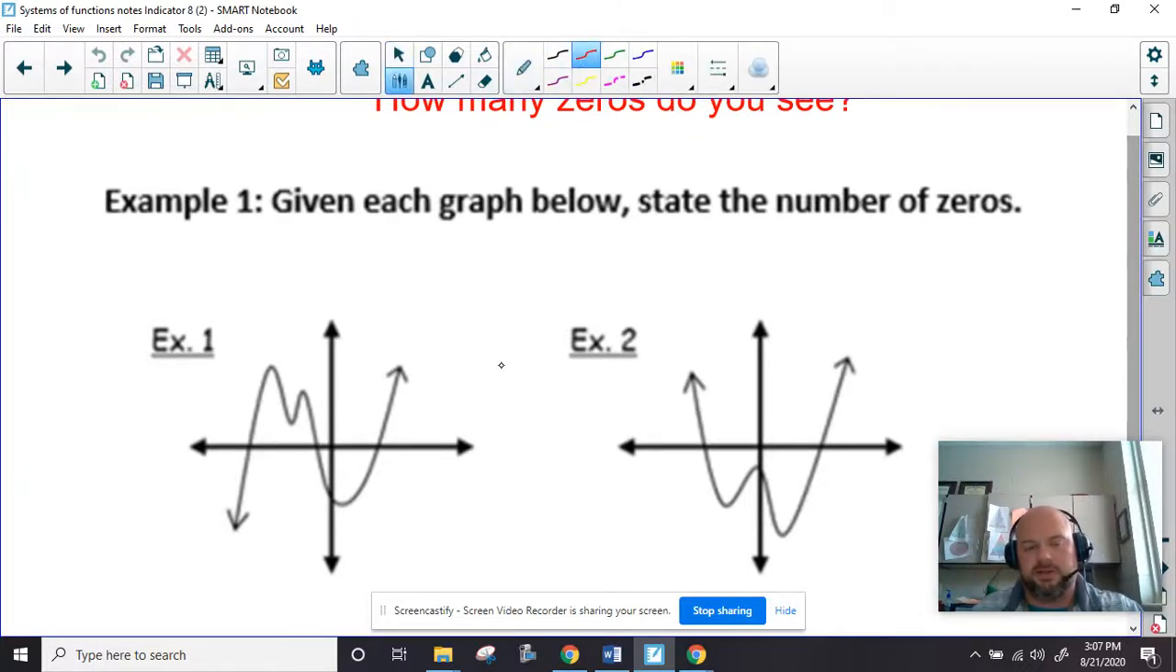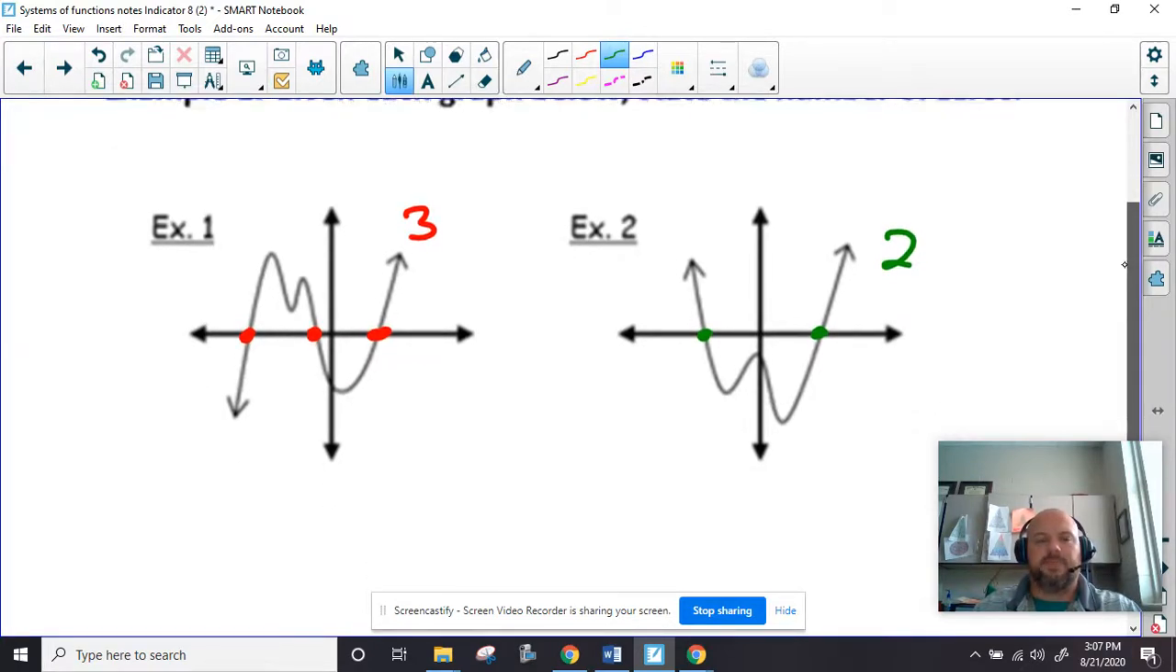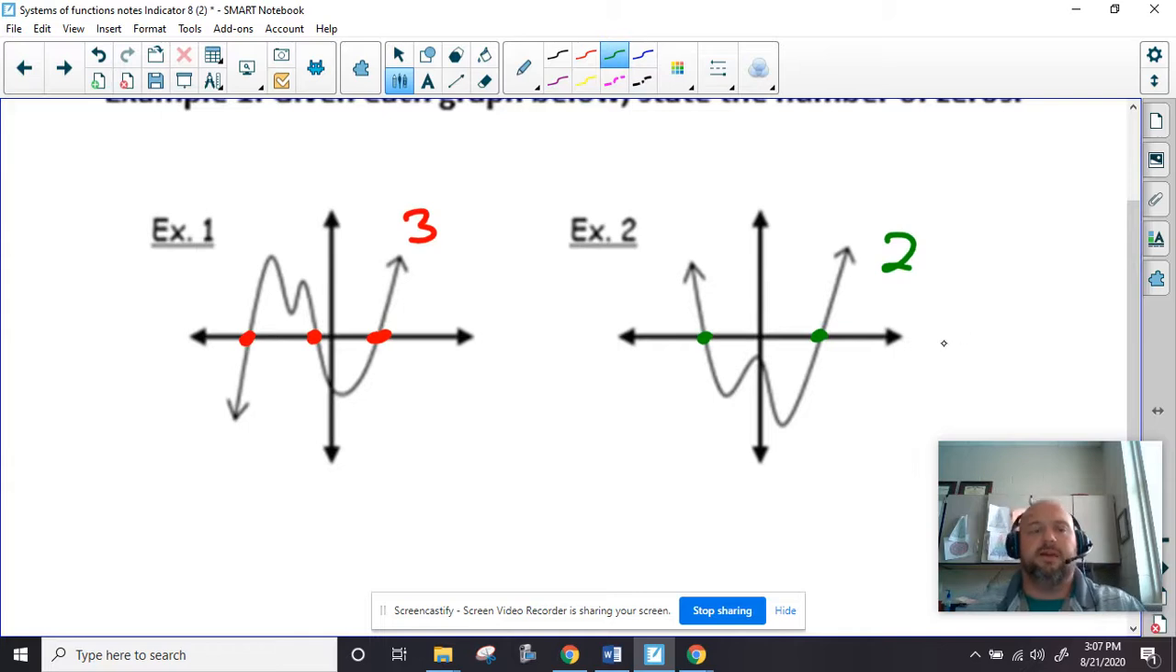Now, does it ask what the coordinates are? Because we can tell it touches 1, 2, 3 times. Now, we're only interested where it touches the x-axis. So this has 3. This one touches 1, 2 times. Okay, so it touches twice. All right, now that's just some examples. We're going to keep going.